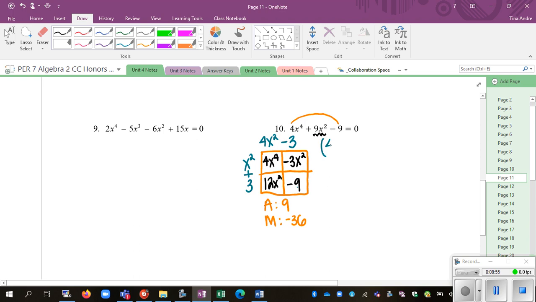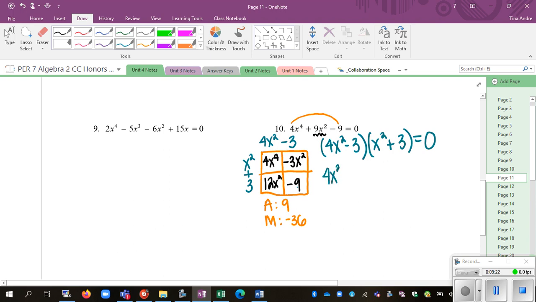So now I can rewrite this as 4x squared minus 3 times x squared plus 3 equals 0. So you could factor these further, but they wouldn't be over integer values, right? So 3 is not a perfect square, so I don't really want to use difference of perfect squares here. Same with this one. I don't want to try to factor this over imaginaries. I just want to go ahead and say they don't factor any further, so what I'm going to do is I'm just going to set these each equal to 0.